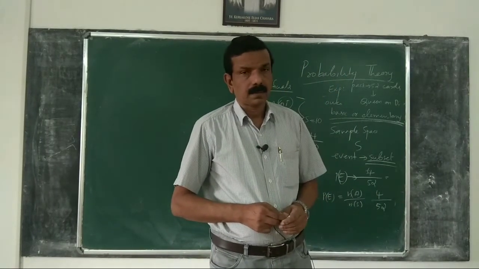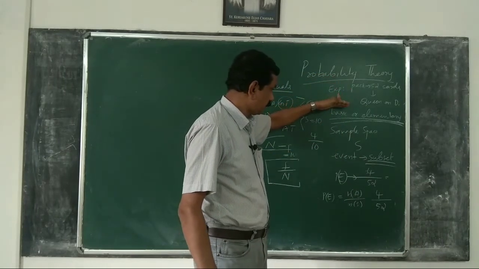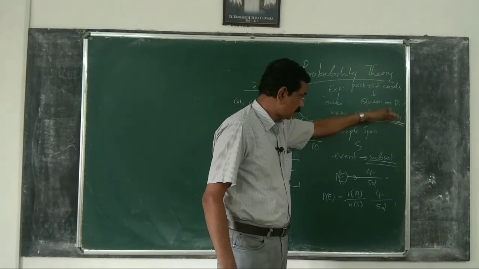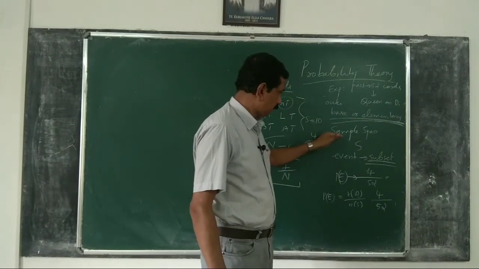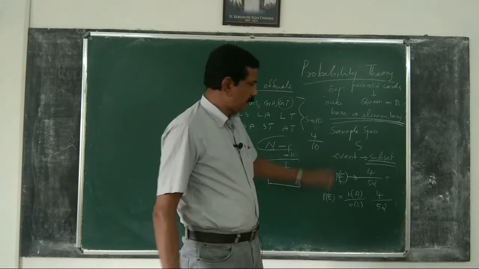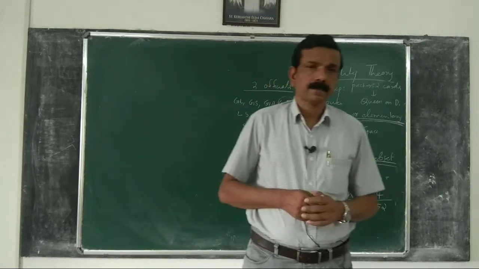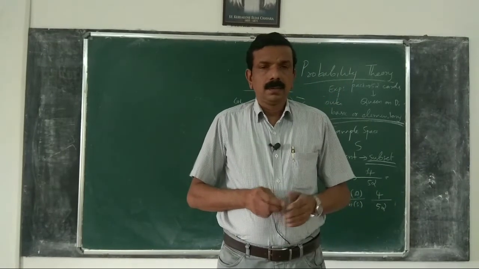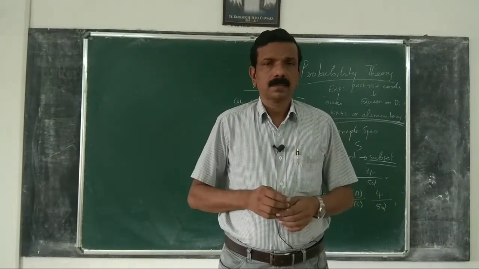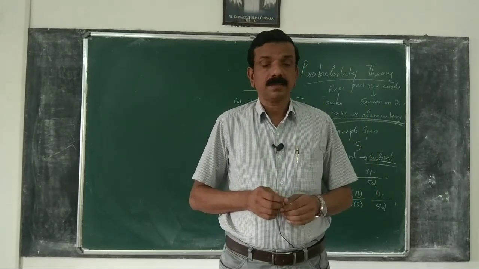So these are some of the basic definitions. What is an experiment? What is an outcome? What is a basic or elementary outcome? What is a sample space? What is an event? And we will discuss events in a little more detail later. Now, given all these definitions, let us define what is meant by probability.